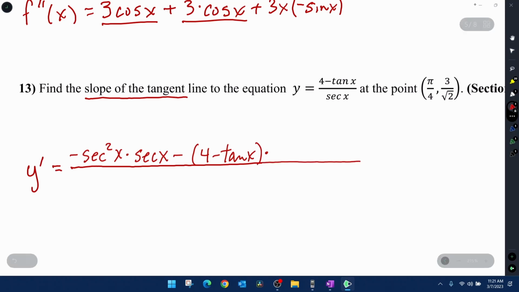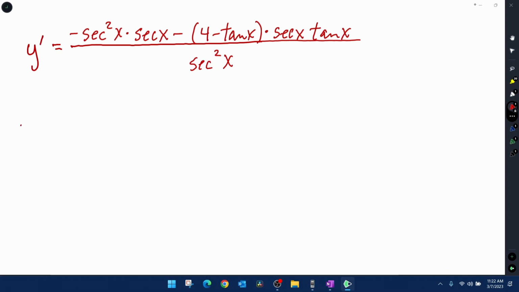And does anybody happen to know the derivative of secant of x? All over the bottom squared. Let's see here. Y prime. Does anybody know what secant squared times secant is? Secant, could I write it like this? Isn't secant 1 over cosine?